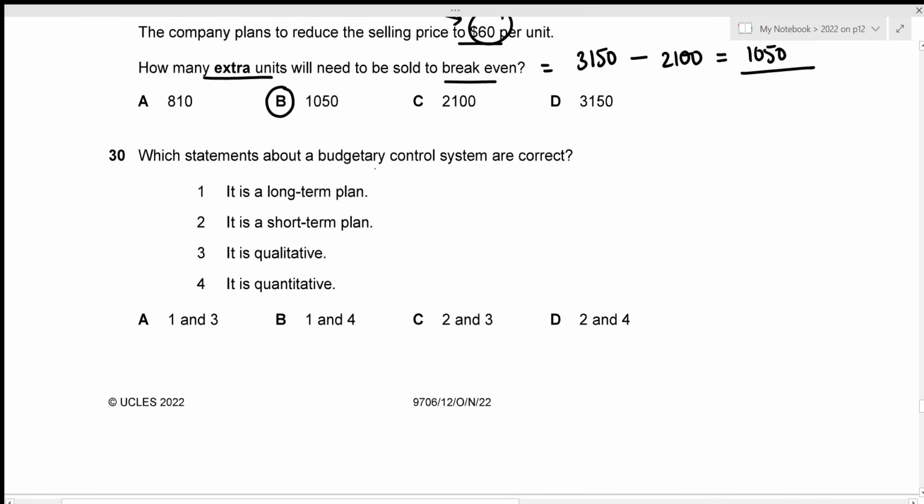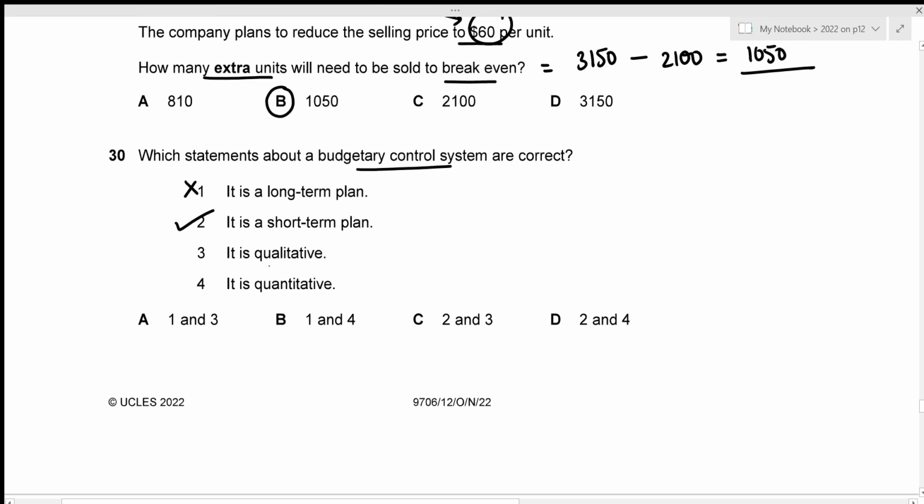Which statements about a budgetary control system are correct? The first one is that it is a long-term plan. This is actually incorrect because budgetary control system is for the near future, which means that this is actually a short-term plan. So statement 1 is incorrect, but statement 2 will be correct.